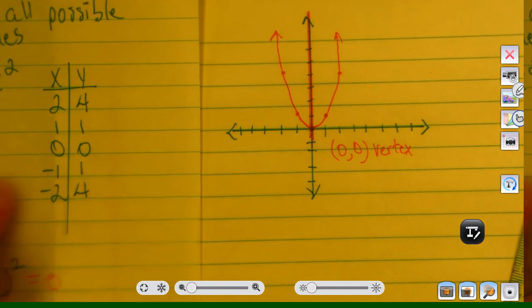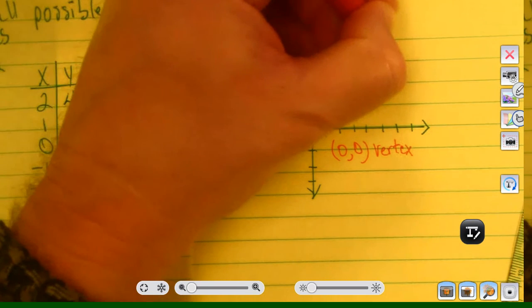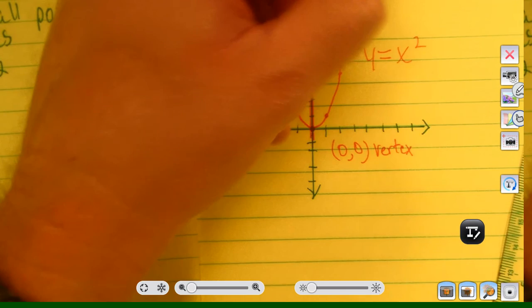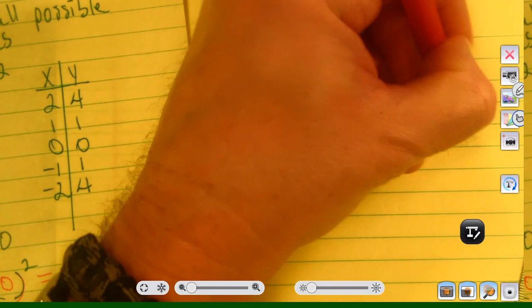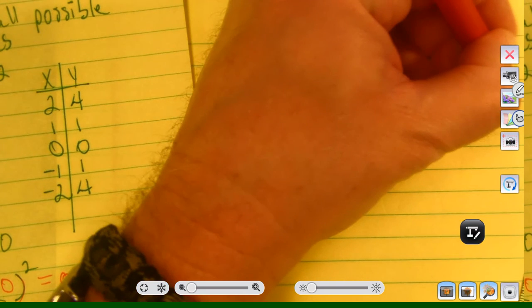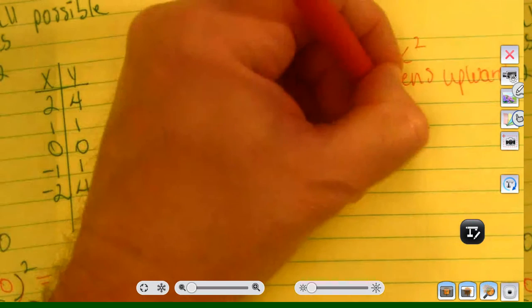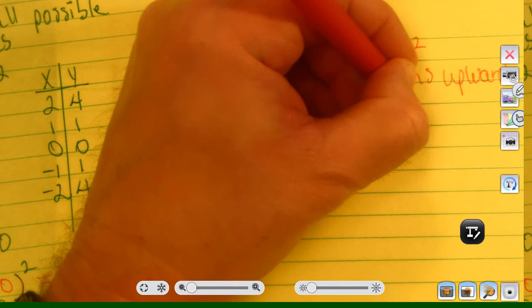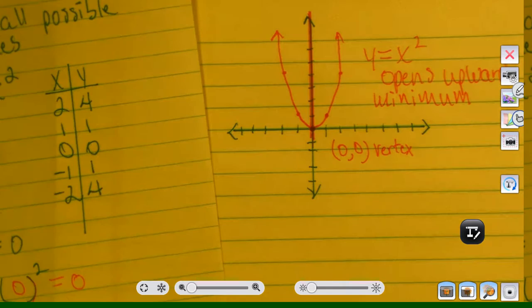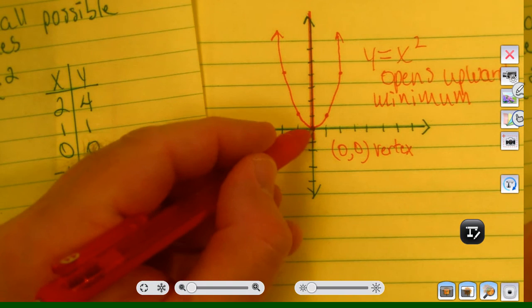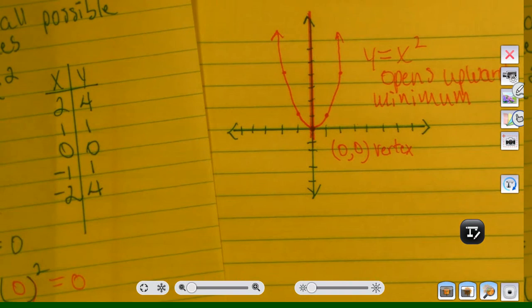Notice, because when I said y equals x squared, a is positive and it opens upward. That's easy to figure out just by looking at it. And it has a minimum. I think I can spell minimum there, okay? It has a minimum because it goes down this far and stops.